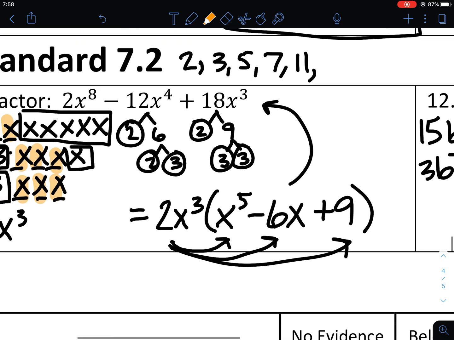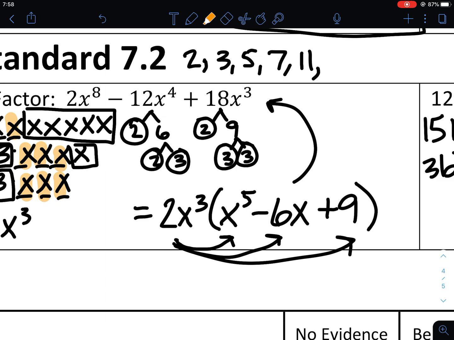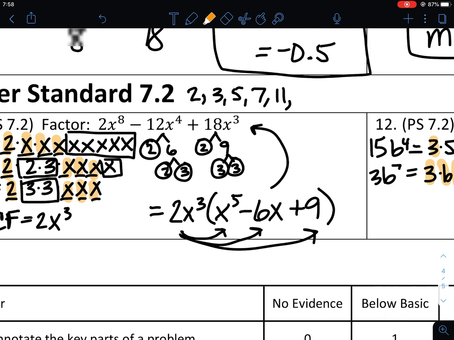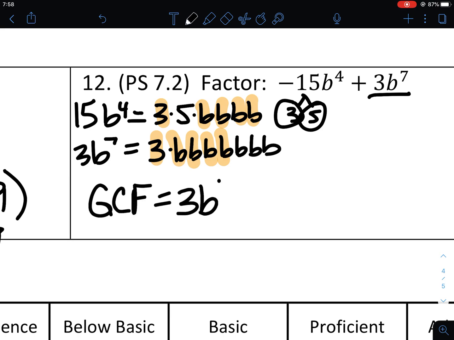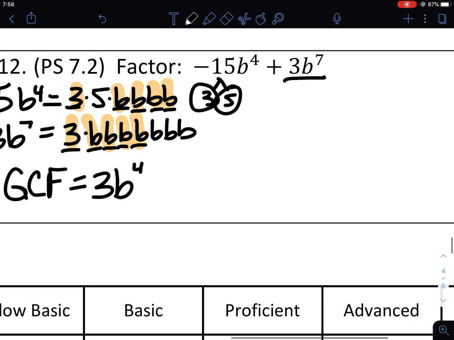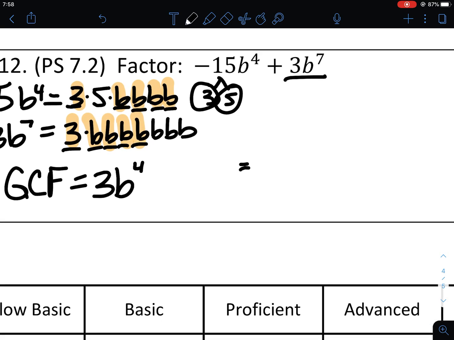The same thing actually happened over here. 3 was the smallest exponent that the variable x had, and x to the 3rd was part of our greatest common factor. That'll always be the case. So my GCF is equal to 3b to the 4th. 3 and 4 b's, 3 and 4 b's. And let's recall that that goes on the outside.